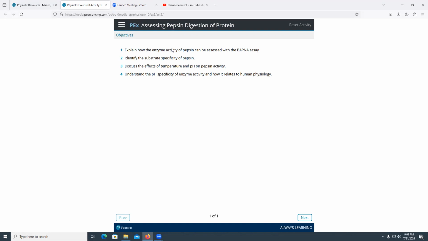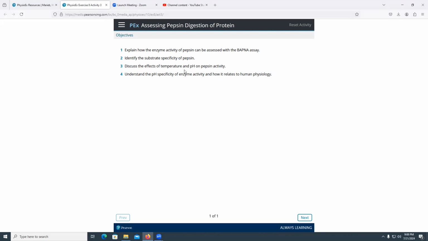So we're going to be explaining how the enzyme activity of pepsin can be assessed with this very important assay known as BAPNA. I'll talk more about that in a little bit. And we're going to identify the substrate specificity of pepsin, meaning we're going to be targeting proteins. We're going to be discussing the optimal properties of the enzymes.